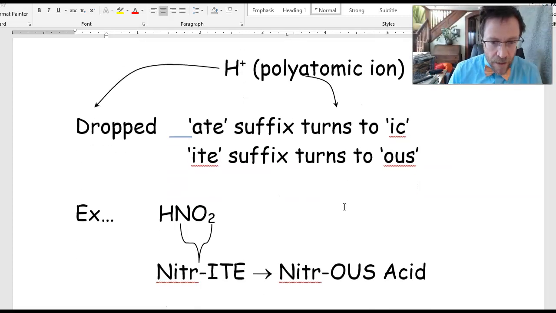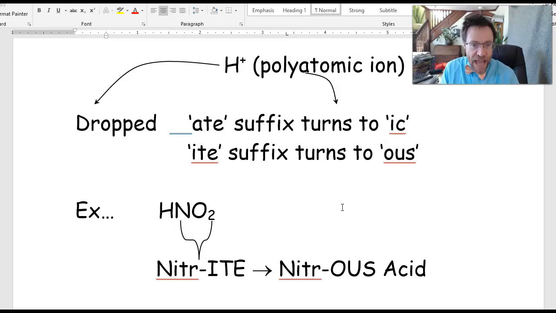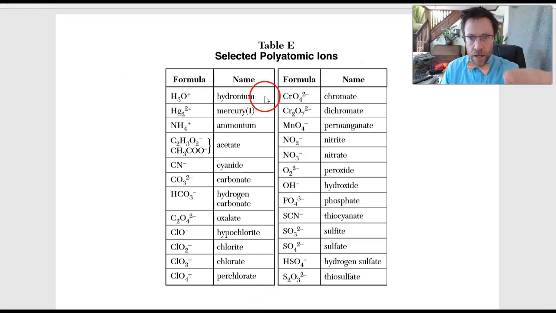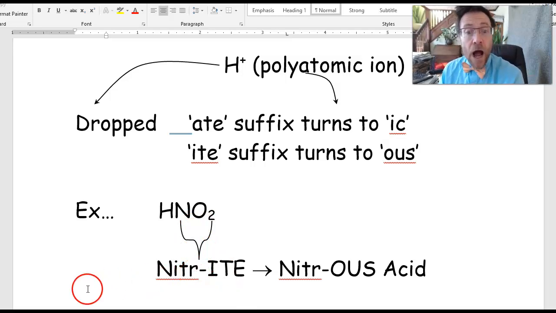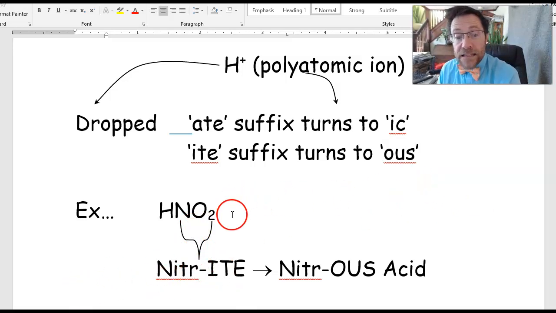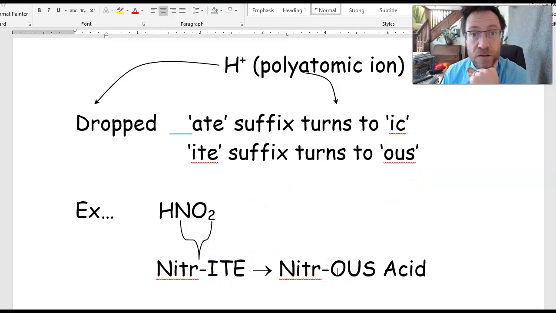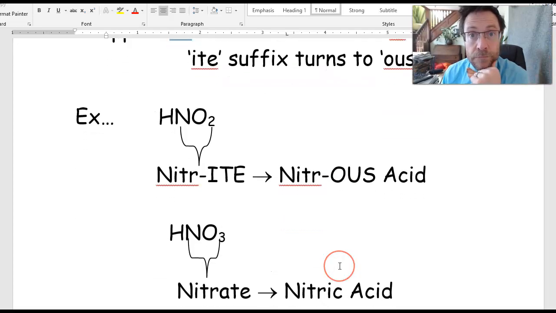Anyway, here we go. All right, so HNO2. I see three capital letters. So the first thing I'm going to do is go right to the table. And I'm going to go, oh, right there, NO2 is called nitrite. All right, that's good to know. So I take my ate to ic, ite to ous. I take that "ite" and I make it "ous." Now this is called nitrous acid. That's it. That's all there is to it. You just take ate to ic, ite to ous.